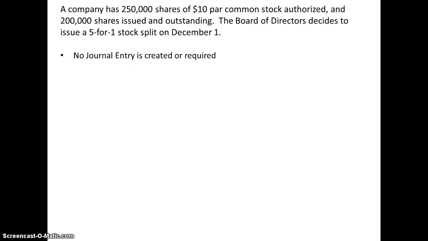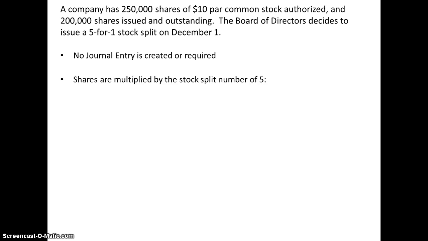For an example, a company has 250,000 shares of $10 par common stock authorized and 200,000 shares issued and outstanding. The board of directors decides to issue a 5-for-1 stock split on December 1st. So what happens first? No journal entry is created or required. Why? Because we are not changing the dollar amounts or any of the account balances for any equity account.